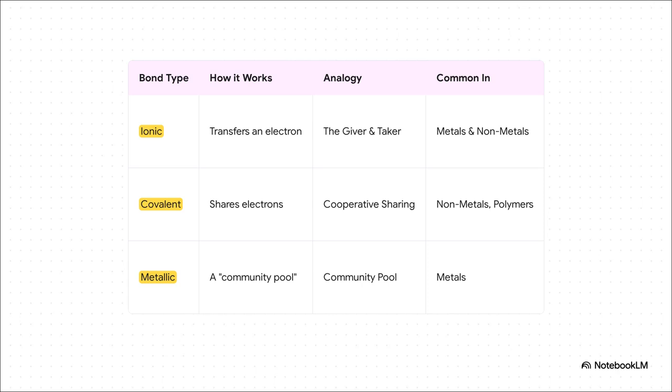And finally, you've got metallic bonds. This is where all the atoms just throw their outer electrons into a giant community pool that they all share. And that free-floating pool of electrons, that's exactly why metals conduct electricity so well.